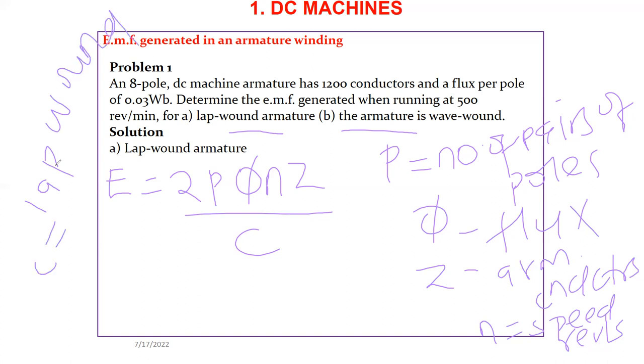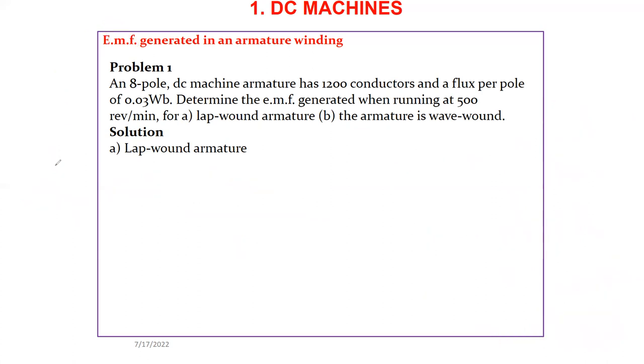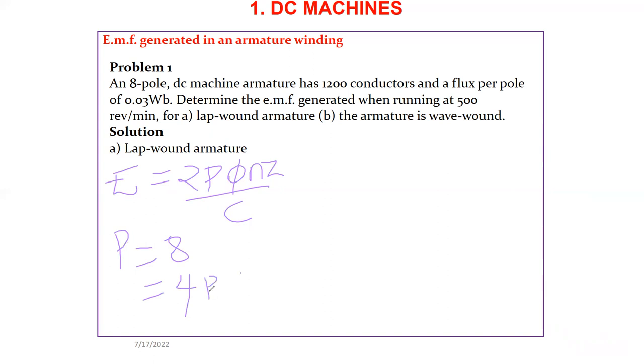So when it's a lap wound armature, C is equal to 2P. Now going back to our question, we need to calculate the EMF generated, and from the formula, we need to substitute the values we are given. The number of poles is equal to eight, but P represents the number of pairs. So here we have four pairs.